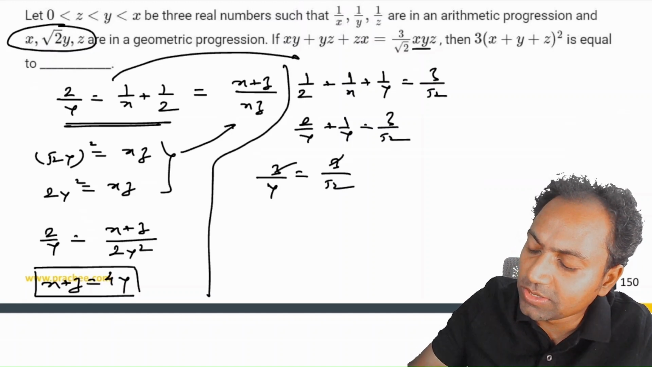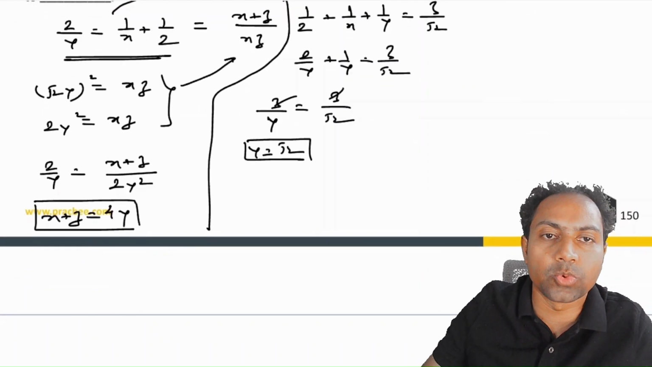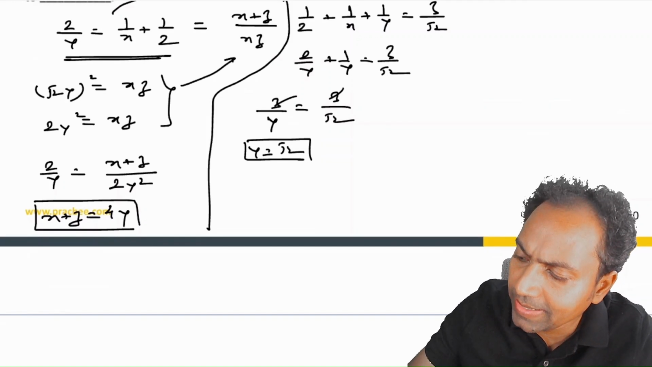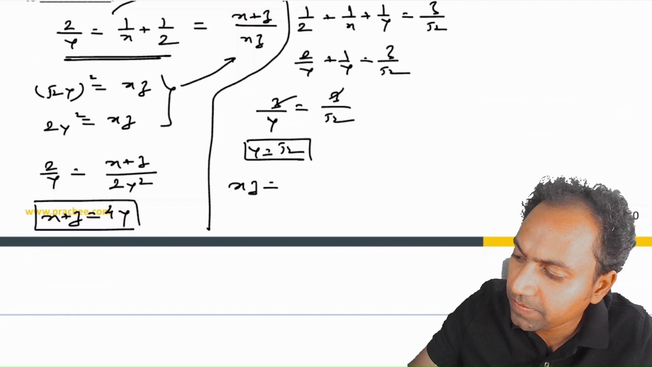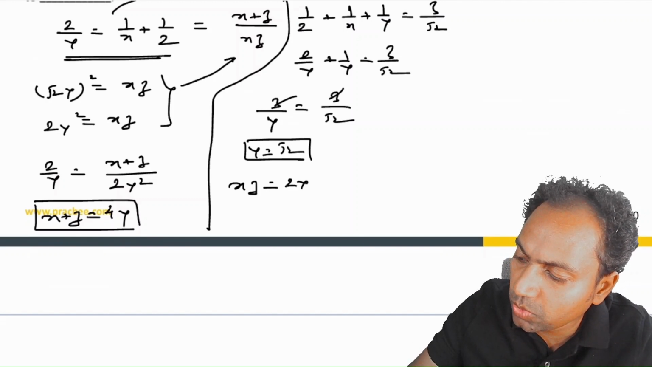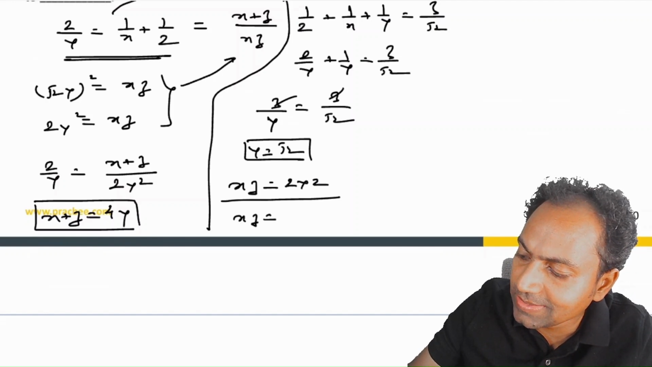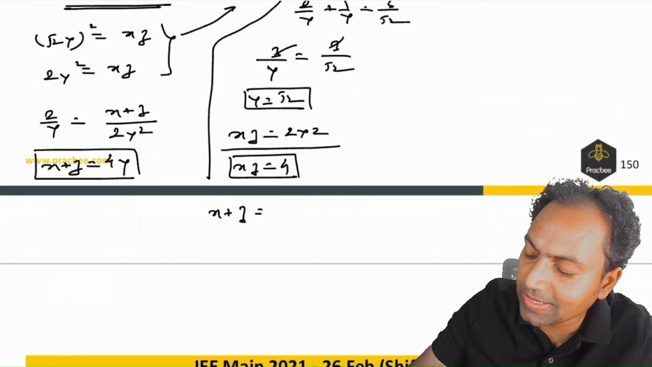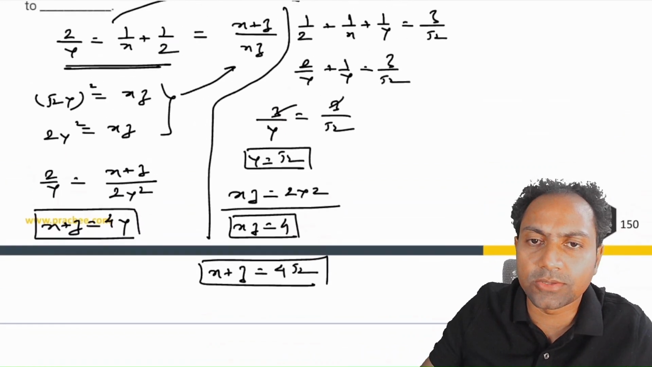We can cancel out these 3 and y becomes root 2. Once y becomes root 2, we can substitute and get the value of x into z. That is nothing but 2 into 2. So xz is nothing but 4. And also we can get the value of x plus z, that is nothing but 4 into root 2.